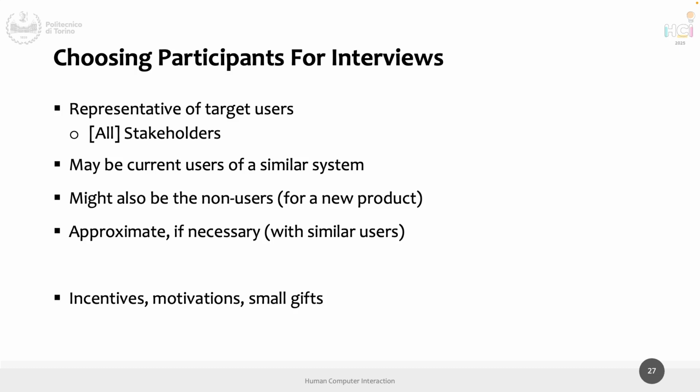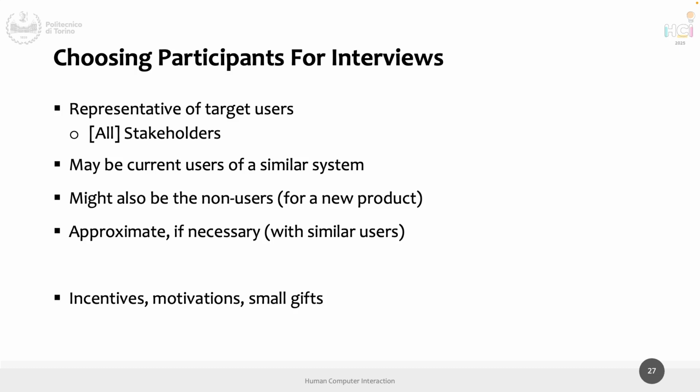For instance, teachers, staff that manage the classroom. So these are the other stakeholders that give you important information complementary to what the students can tell you. So the goal is to find the target users and other kinds of interesting users to recruit and talk with.